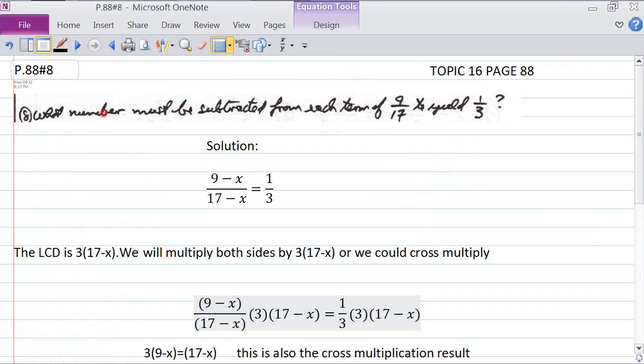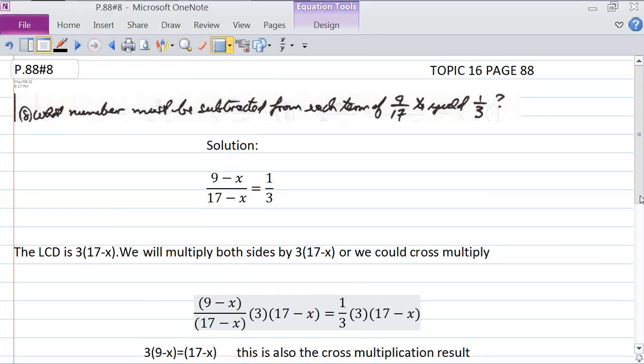The next problem, number 8 on page 88. What number must be subtracted from each term of 9/17 to yield 1/3? So here's the 9/17, and the number that we're going to subtract is x. So x is our unknown. So it says what number must be subtracted from each term. In other words, the numerator and the denominator, we're subtracting that from this. So the LCD is 3 times 17 minus x. So we can multiply both sides by 3 times 17 minus x.